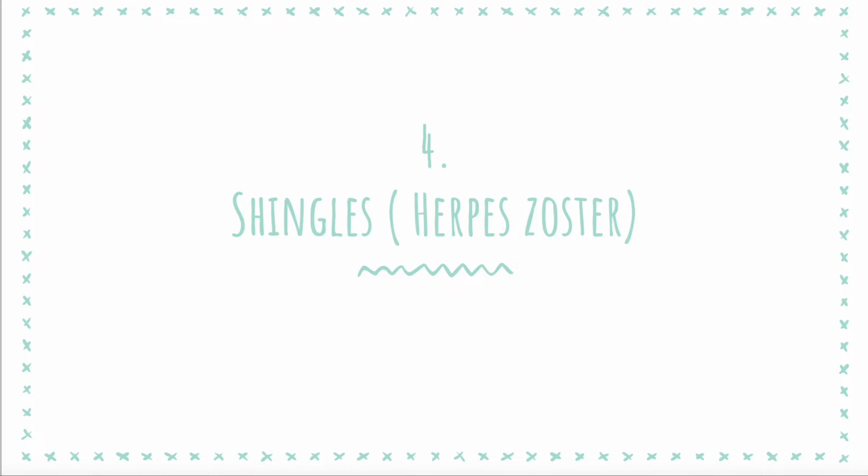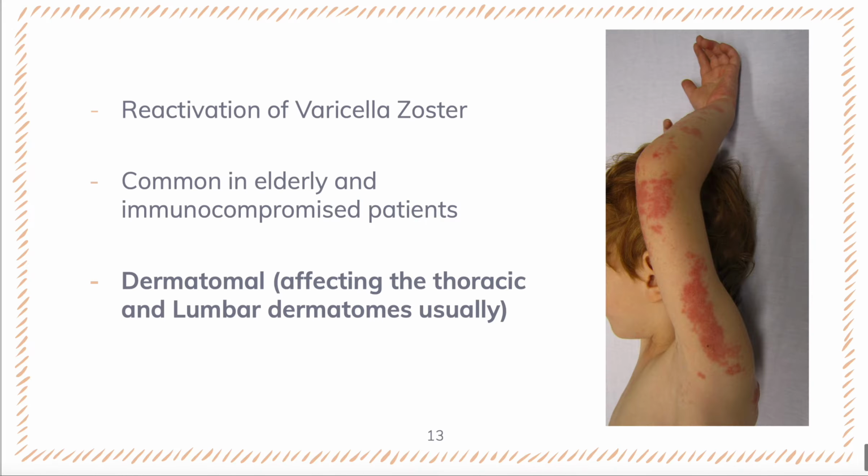Okay. Moving on to our fourth entity, which is shingles. Shingles is also known as herpes zoster. The important things that you need to know are that it's a reactivation of varicella zoster, the entity we just talked about. But it is not common in children. It is usually in elderly and immunocompromised patients. We will mention why. And usually it is dermatomal in pattern. It comes at certain dermatomes, most commonly thoracic and lumbar dermatomes.